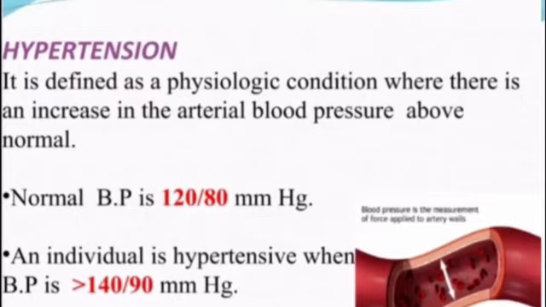Today's topic is hypertension. First, we will see the definition of hypertension. Hypertension is defined as a physiological condition where there is an increase in the arterial blood pressure above the normal level. Hypertension means increased blood pressure above normal. Normal BP level is 120/80 mm Hg.